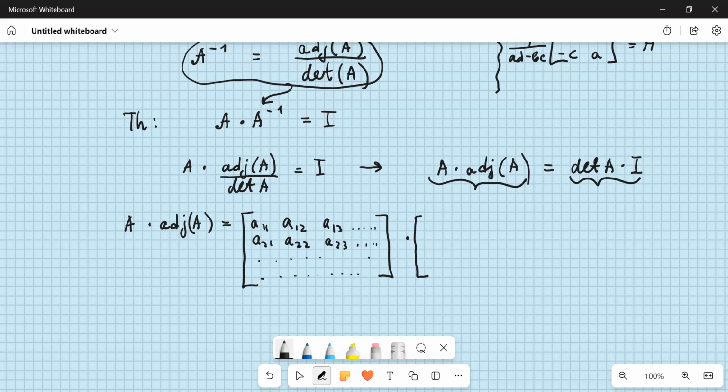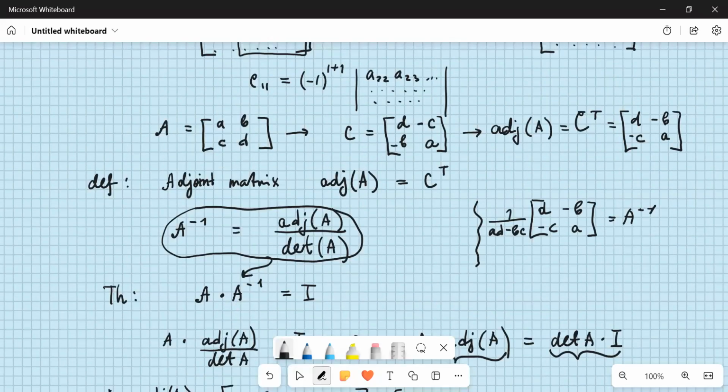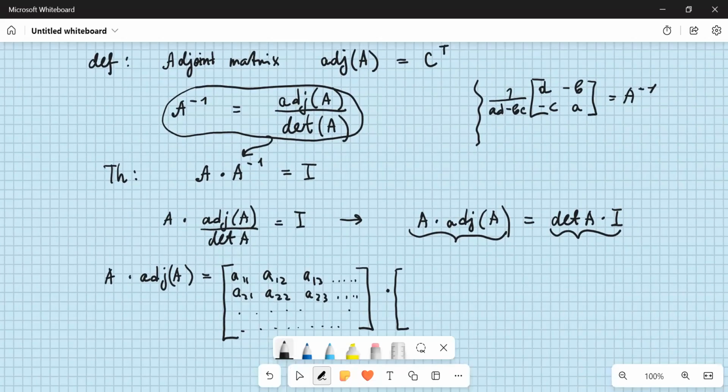Well, it's built from cofactors, right? But because I'm supposed to turn cofactors into a transpose to get the adjoint, normally I have cofactors of elements 1,1, 1,2, 1,3 over here. So C11, C12, C13. This is going to be the cofactors matrix, but because I'm supposed to turn it into the adjoint, I'm supposed to take a transpose of it.